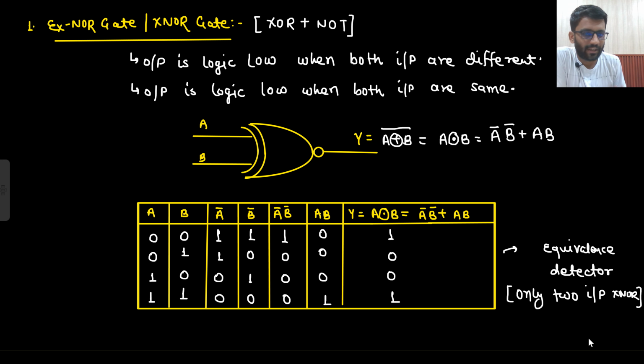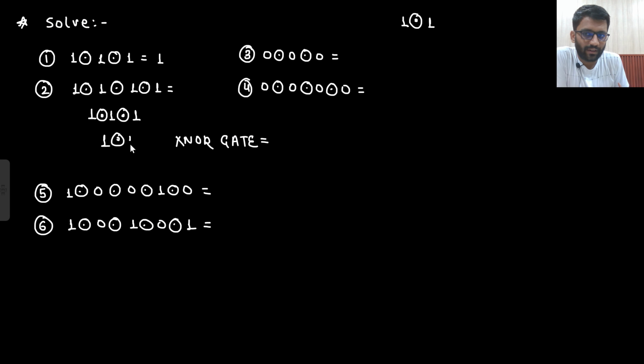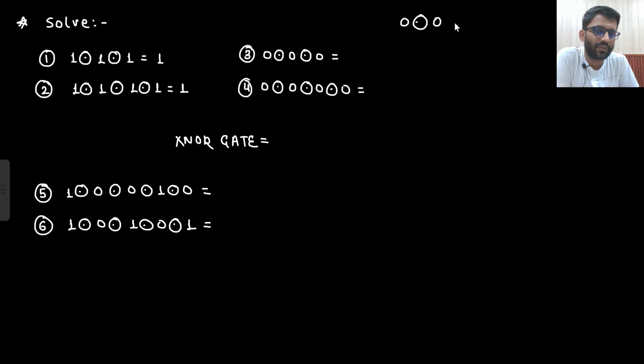1 XNOR 1. Same. Equivalence detector. XNOR with 1 will be 1. So no matter if even number of inputs are there or odd number of inputs are there, it is 1 only always. If there are even number of ones or odd number of ones, output is 1 only. So you cannot say it is even number of ones detector or odd number of ones detector. But let's see in the case of 0. So 0 XNOR 0 will be what? 1. Equivalence detector. And 1 XNOR 0 will be 0. So answer is 0.